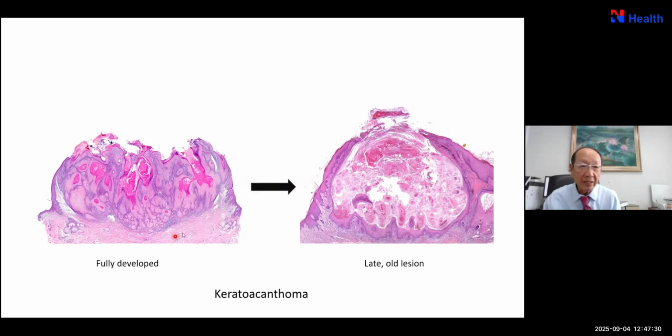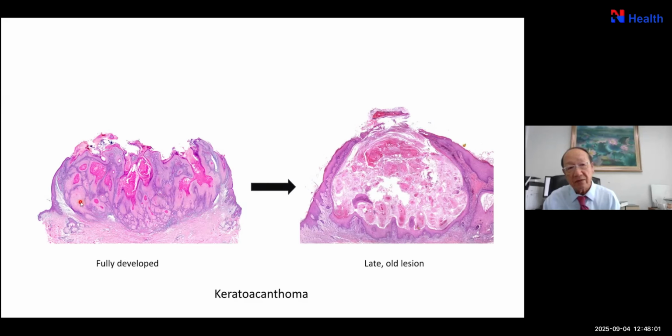People can recognize this easily as a keratoacanthoma, or some, if they are aggressive, may call this well differentiated squamous cell carcinoma. But for this case, when the lesion becomes older, the pink cells mature and become cornified cells.